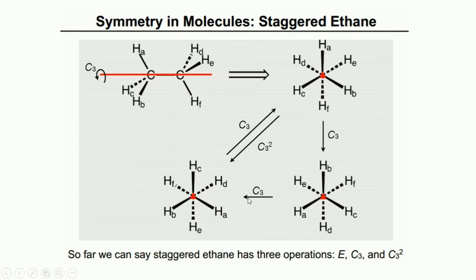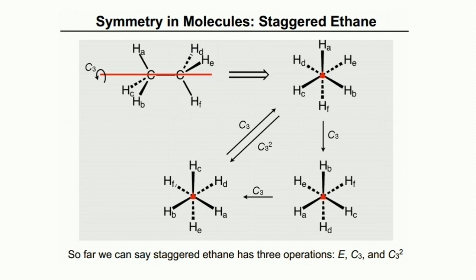So if we apply another C3 rotation, what will happen? Just like this one, the HA will replace the position of HC in this molecule, and HC will replace the position of HB, and HB will replace the position of HA, and we will get the structure of staggered ethane like this one. So we can also say this is actually C3 two times, C3 twice. So there are two C3 operations in the staggered ethane molecule.